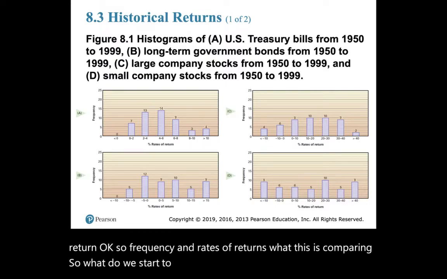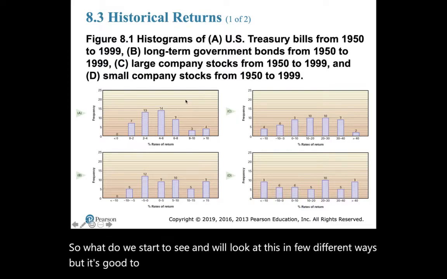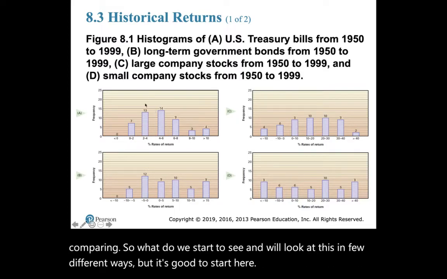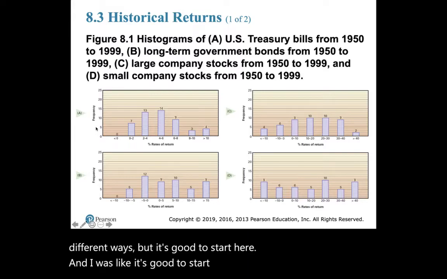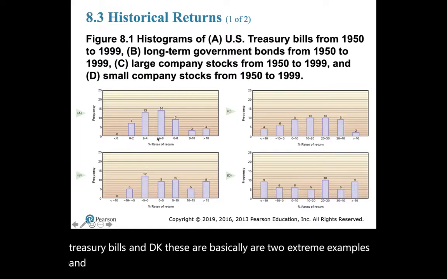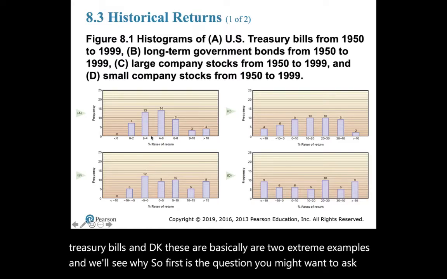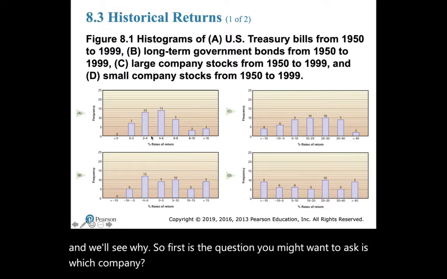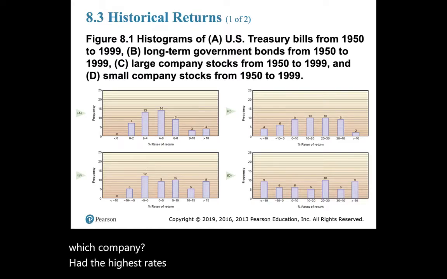And we'll look at this in a few different ways, but it's good to start here. And it's good to start by comparing A, which is our treasury bills, and D. These are basically our two extreme examples, and we'll see why. So the first question you might want to ask is which company had the highest rates of return, on average?